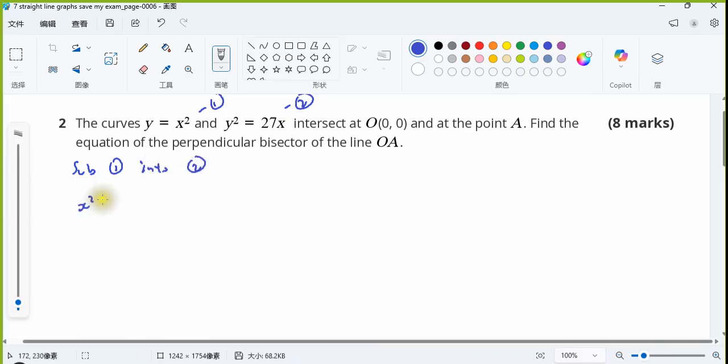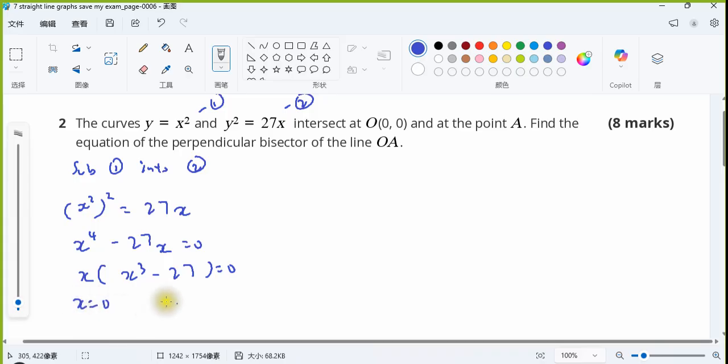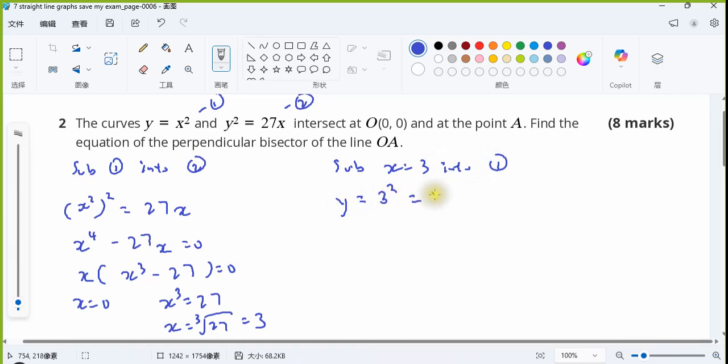So we have the square of x squared equal to 27x, x to the power 4 minus 27x equal to 0. Factorize: x times (x cubed minus 27) equal to 0. So we have x equal to 0, or x cubed equal to 27, so x equals the cube root of 27, which is 3. So x is 0, y is 0. Now sub x equal to 3 into equation 1, then y equals 3 squared, which is 9. So point A is (3, 9).